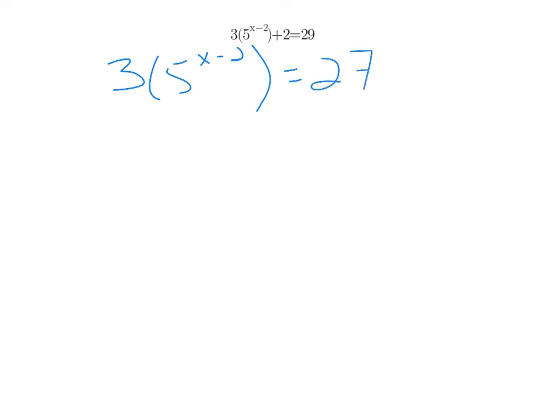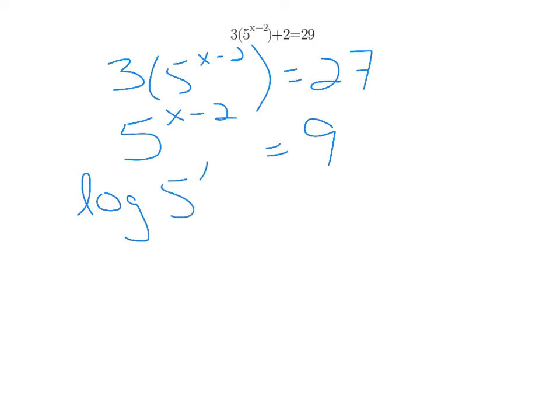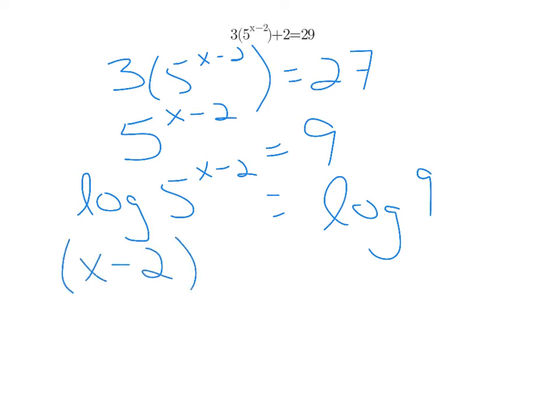equals 27. Then I would divide both sides of the equation by 3, and my equation becomes 5 to the quantity of x minus 2 equals 9. Now, to undo the exponent, I'm going to take the log of both sides of the equation. So I have log of 5 to the quantity of x minus 2 equals log of 9. Applying the power property of logarithms, I take my exponent, bring it down in front, and multiply. So I have the quantity of x minus 2 times log of 5 equals log of 9.